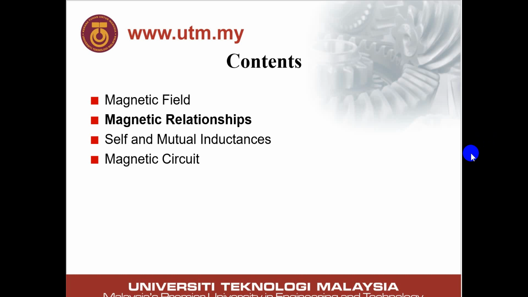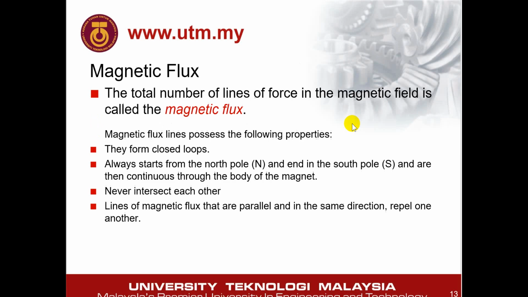So we continue on chapter 4, the second part, which is magnetic relationship. For this part, there are several calculations that you need to know, and the formula is not given in the final. So you have to memorize all the formulas given. The first thing is magnetic flux.